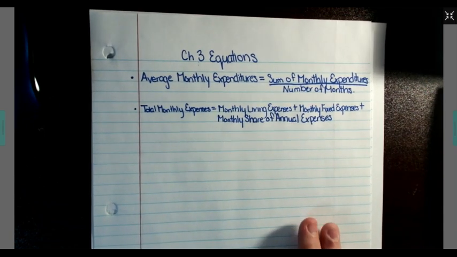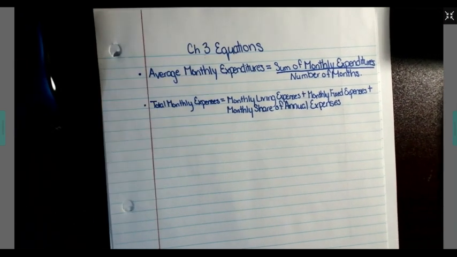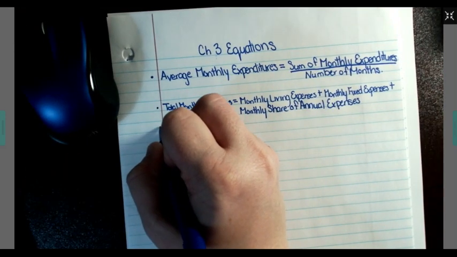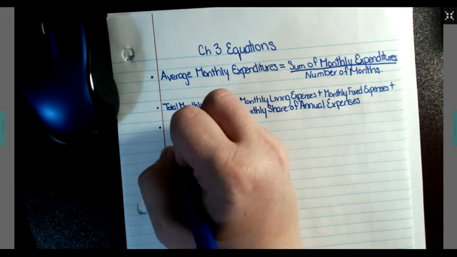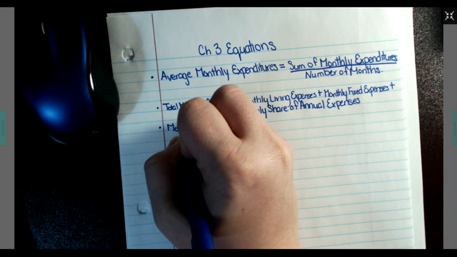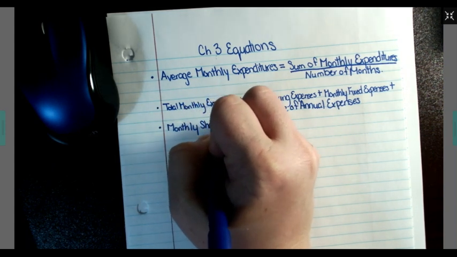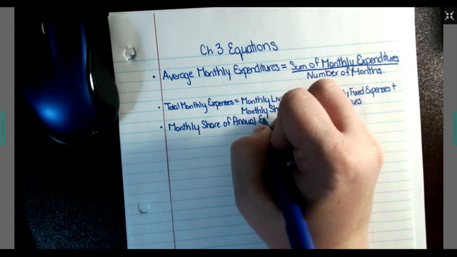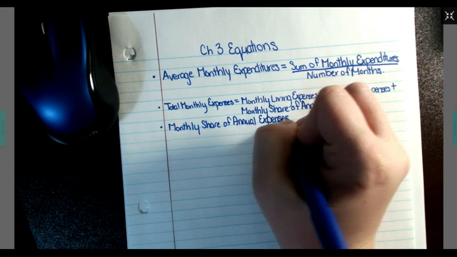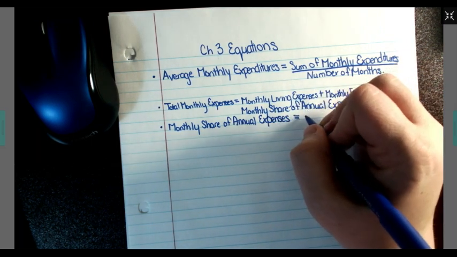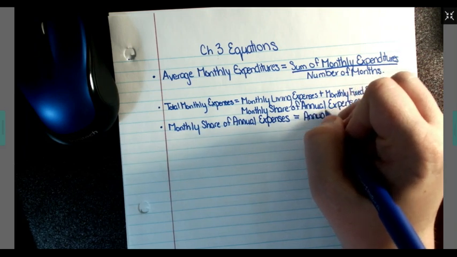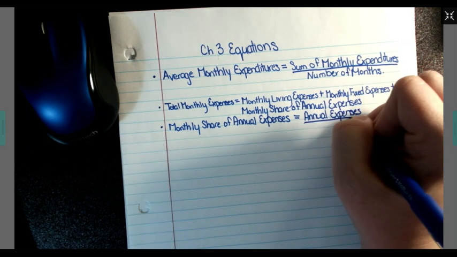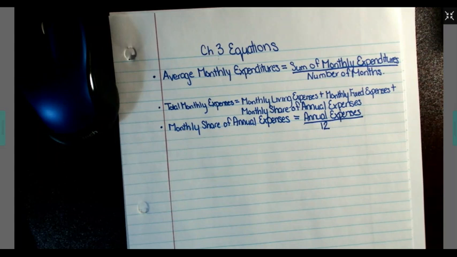All right, our second equation that we want to add to today's sheet is monthly share of annual expenses equals annual expenses divided by 12, because there are 12 months in a year.